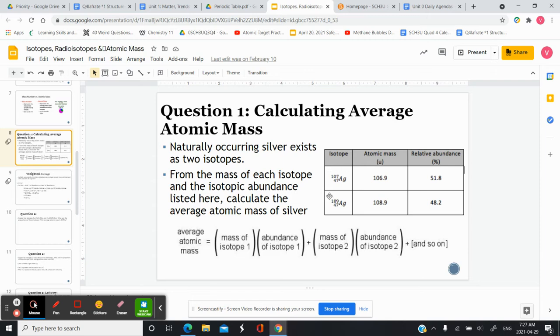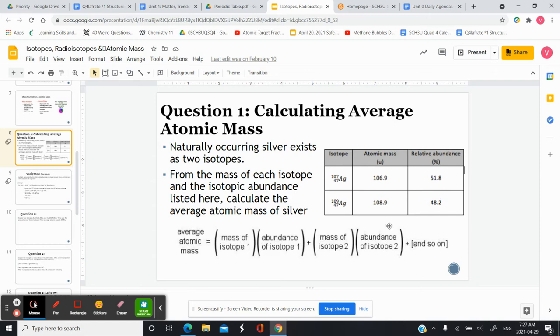There's silver 107 and 109. They each have 47 protons, just to show that they're both silver. That's their atomic number there at the bottom, 47 and 47. But then you're also given their atomic mass over here. So the atomic mass of silver 107 is 106.9, and then 108.9 for the silver 109 here. The relative abundance is basically just the percentage that these isotopes exist in nature. So 51.8% of silver in nature is silver 107 and 48.2% is silver 109.